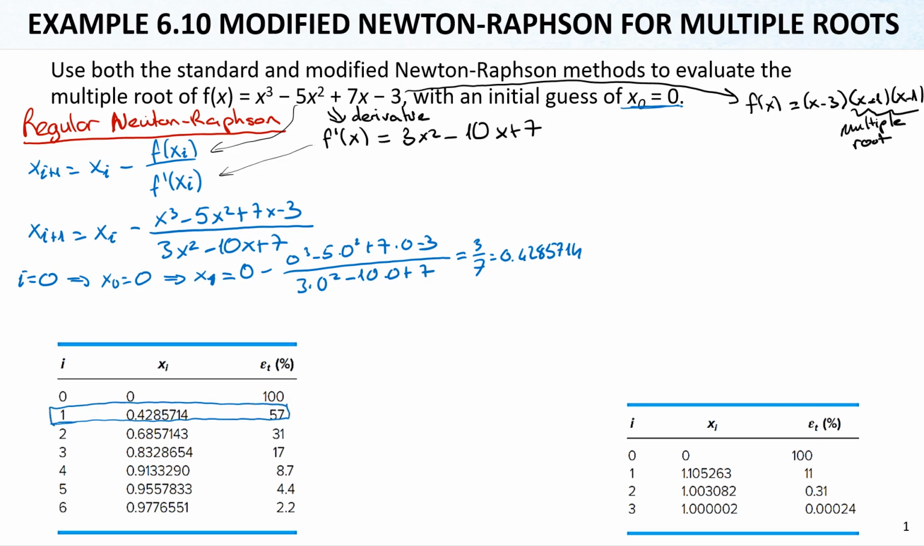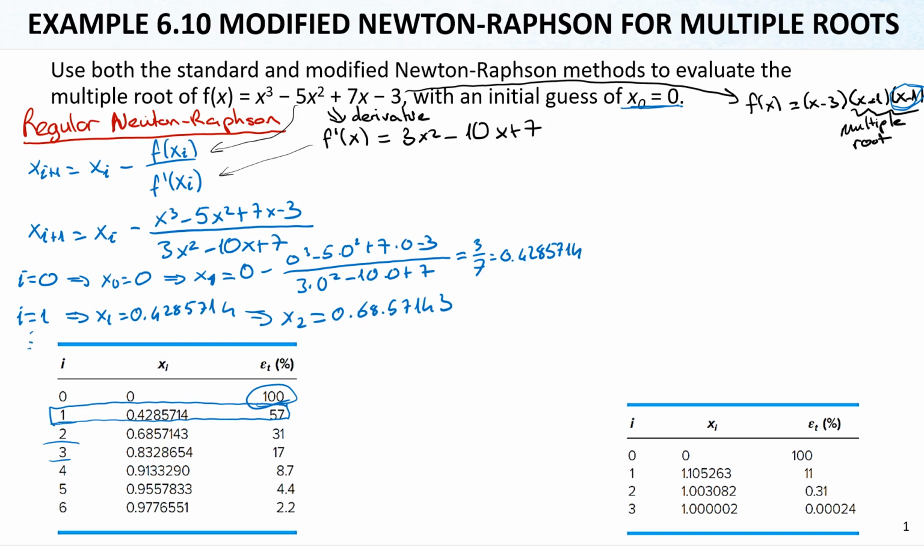You can calculate the true error as well, because we know the true value of this from the previous slides. Actually, the true value is 1 here, so based on 1, we can calculate that. Now i equals 1. Let's use that. x1 is equivalent to this value, 0.4285714. If we use this, x2 in the Newton-Raphson method becomes, I will not write the details, you can calculate them, 14.3, and you can see that we can continue on this.